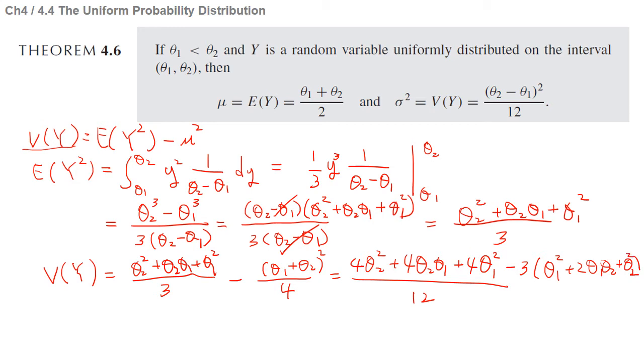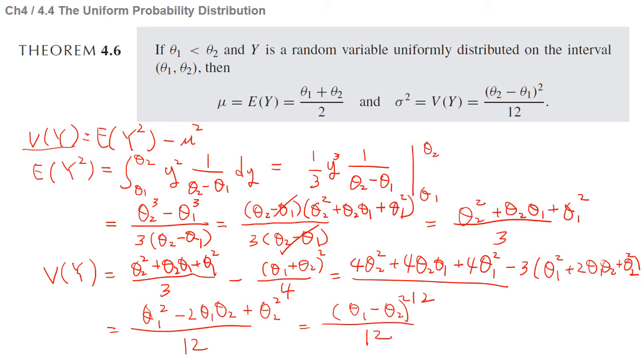Okay, so now, here 4 theta 1 square minus 3 theta 1 square is theta 1 square. And also 4 theta 2 theta 1 minus 6 theta 2 theta 1, which is minus 2 theta 1 theta 2. And plus 4 theta 2 square minus 3 theta 2 square, which is theta 2 square. And so this is theta 1 minus theta 2 square divided by 12. And this is the same as this one. So this is the proof for the variance part. And yeah, okay.